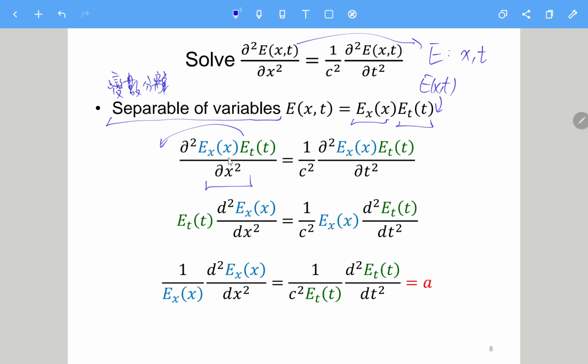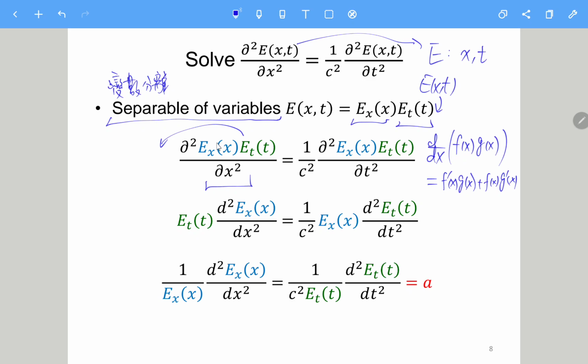Otherwise, if we have f of x times g of x and you take d/dx, it doesn't really matter whether it is an ordinary derivative or a partial derivative. If it is two functions of x multiplied together, then it turns out to be the product rule, which is f prime of x times g of x plus f of x times g prime of x.